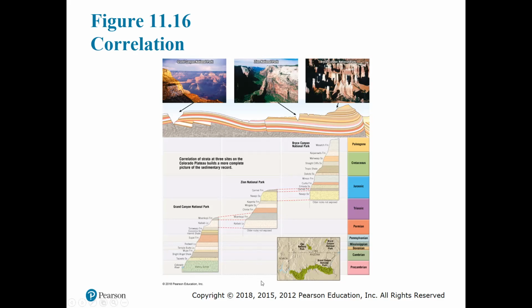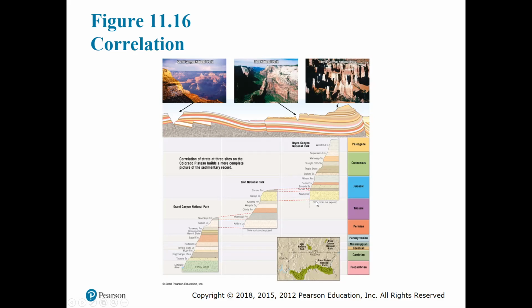We don't see the ones underneath because they're not exposed. They haven't been eroded yet. They're still there. We would find these exact same layers underneath if erosion were to expose them. And then we move over to Bryce Canyon and we see the Navajo sandstone. We see a real thick layer of that.